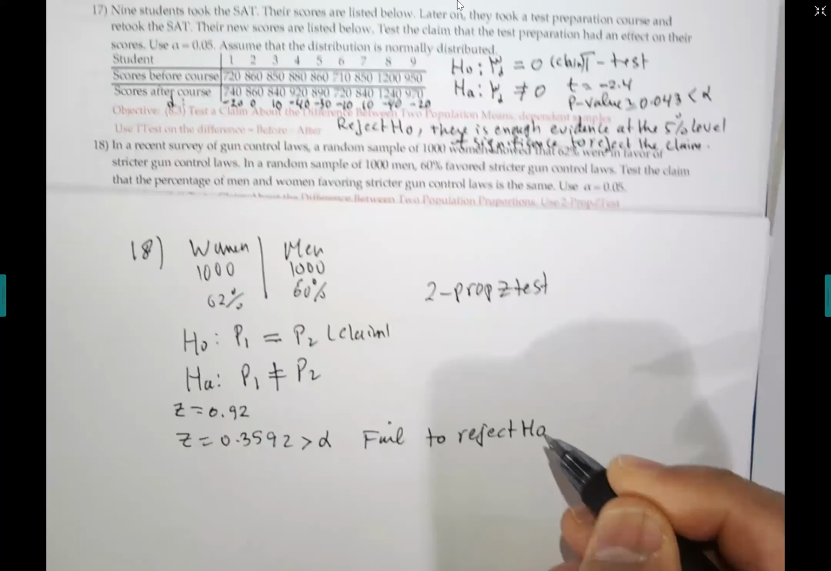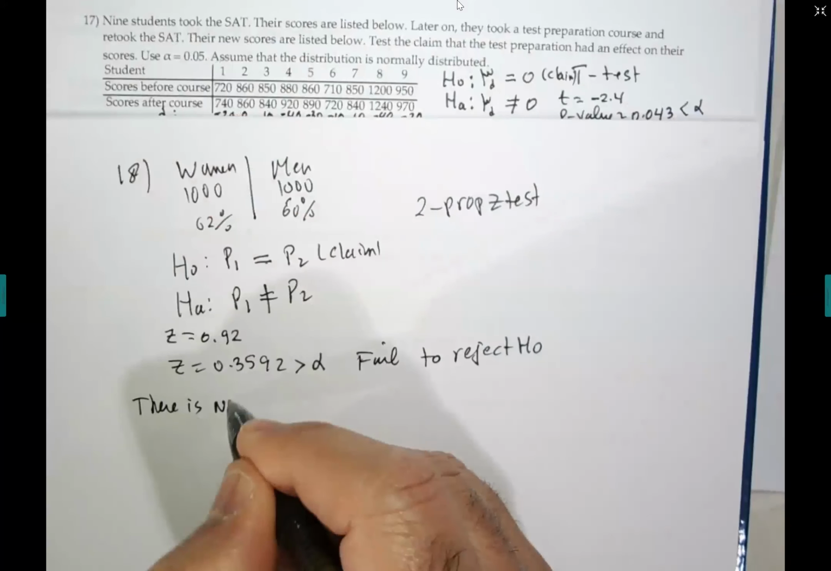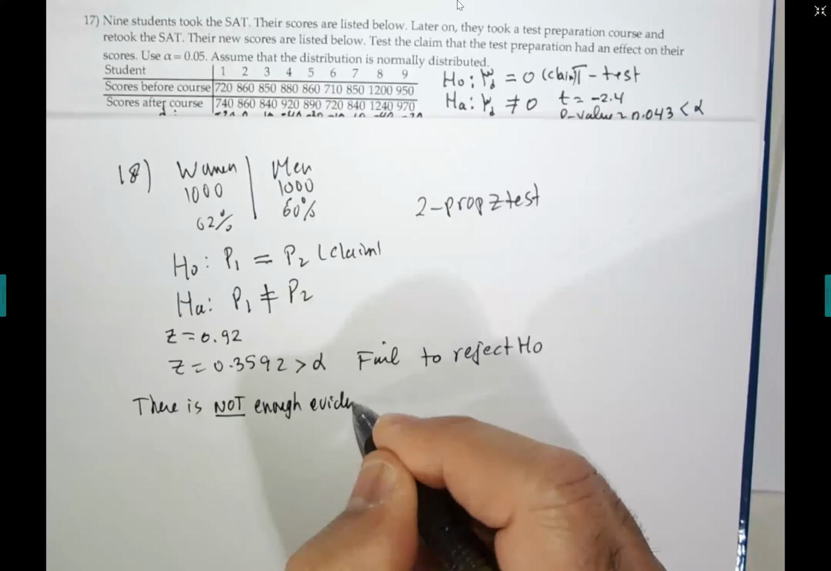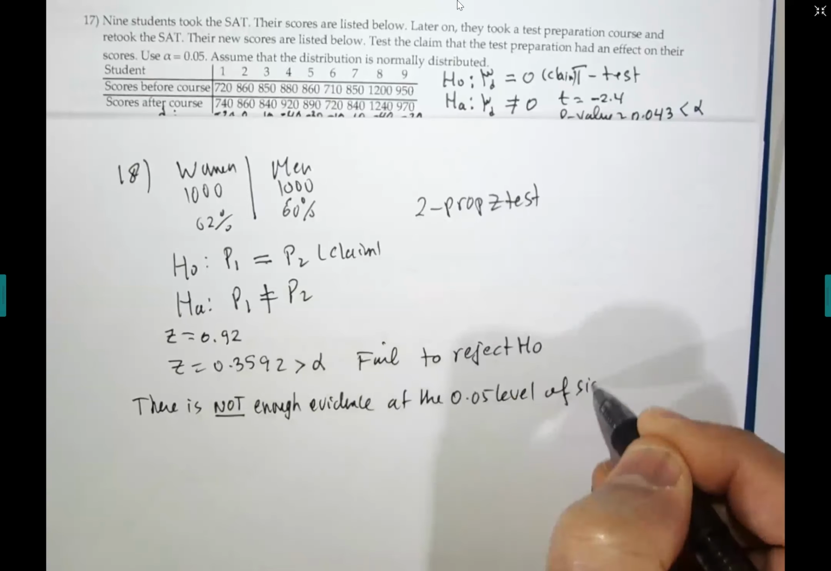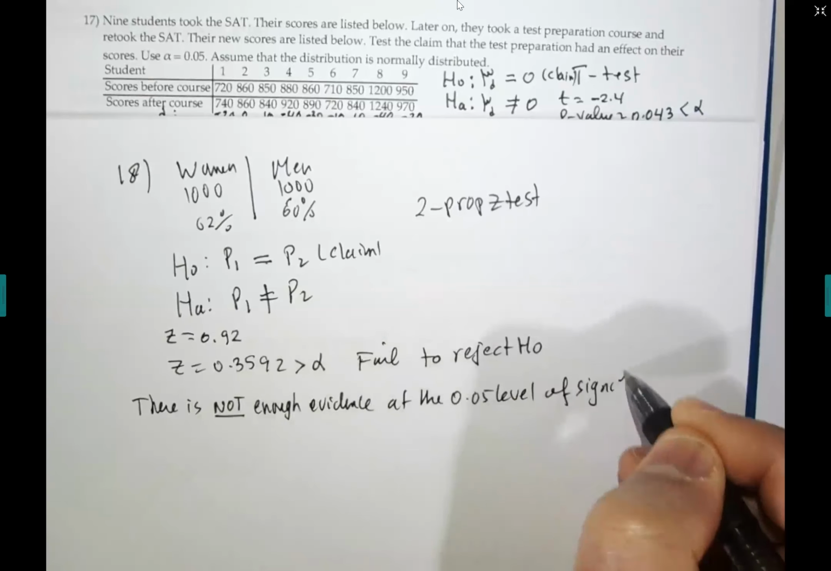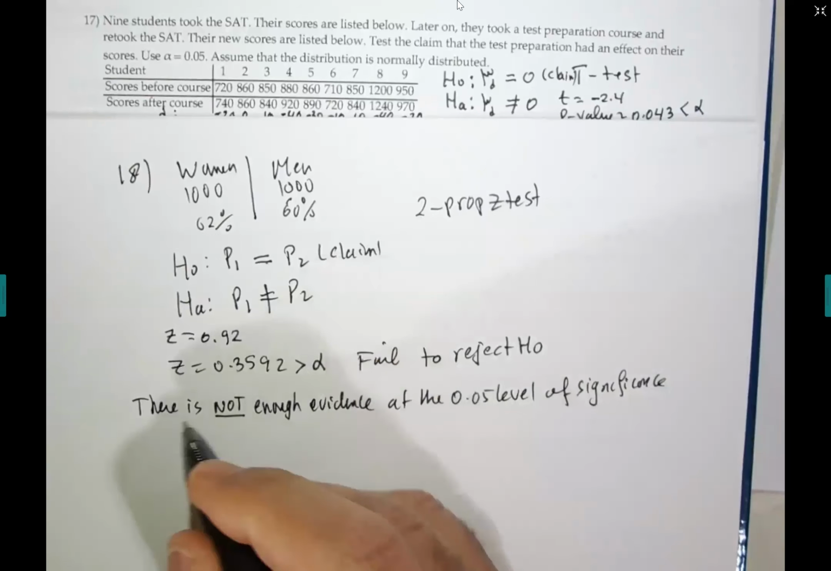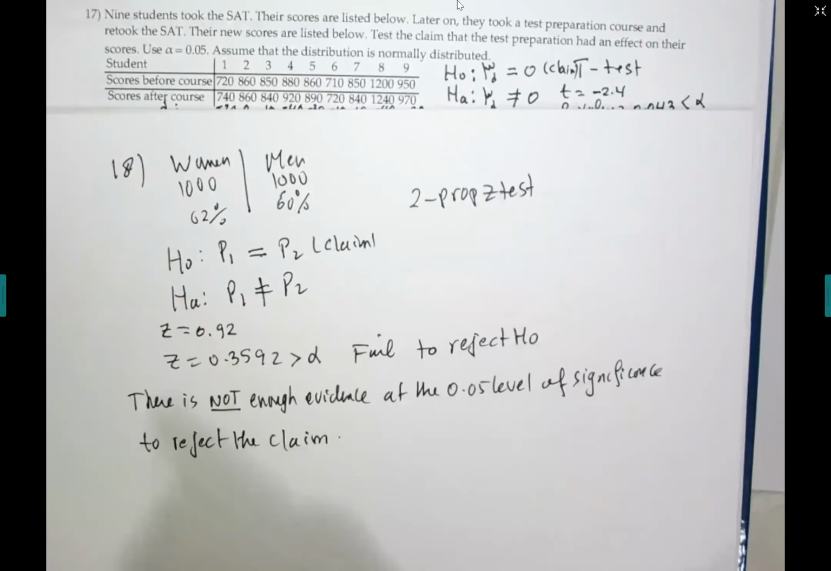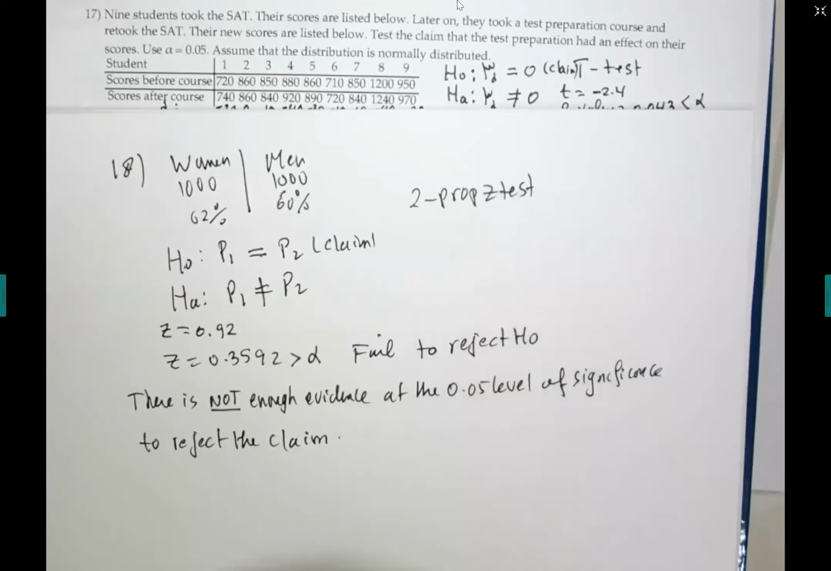And your conclusion, guys, is going to be, there is not, and I'll underline this, enough evidence at the 0.05 level of significance to reject the claim, because the claim happened to be in H0. Our claim is in H0, and we said we cannot reject H0, that means we cannot reject the claim. It's as simple as that, guys.